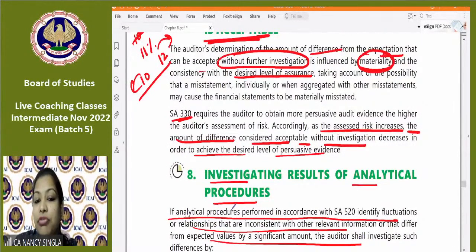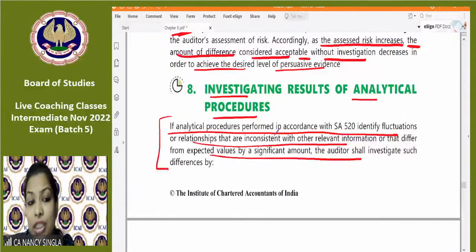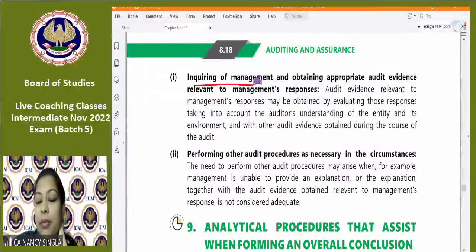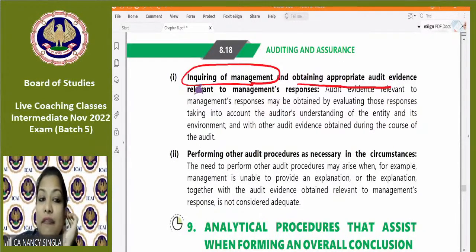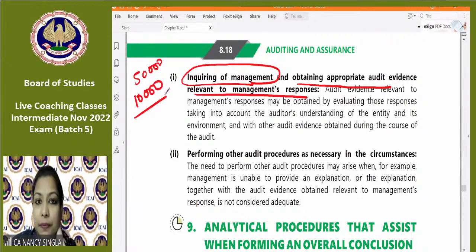If analytical procedure performed in accordance with SA 520 identify fluctuations or relationships that are inconsistent with other relevant information or that differ from expected values by a significant amount, the auditor shall investigate the difference by क्या करोगे बताओ? सबसे पहले किसको बोलोगे? मैनेजमेंट, है ना? तो इंक्वायर मैनेजमेंट. एंड बस मैनेजमेंट ने रिप्लाई कर दिया तो उस पर रिलाई कर लोगे? नो, यू विल अप्लाई प्रोफेशनल स्केप्टिसिज्म. मैनेजमेंट ने कुछ रिस्पॉन्स दिया है, यू विल ऑब्टेन एप्रोप्रिएट ऑडिट एविडेंस रेलेवेंट टू द मैनेजमेंट रिस्पॉन्स. गो बैक टू आवर एग्जांपल, 50,000 का रेंट था, अदर कंपनीज आर पेइंग 10,000, यू विल इंक्वायर मैनेजमेंट, है ना?